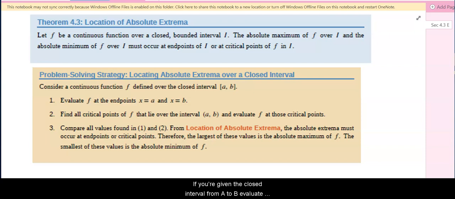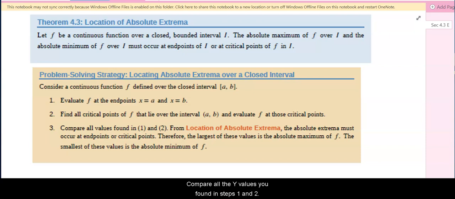First, if you're given the closed interval from a to b, evaluate the function at x equals a and x equals b. Then take the derivative of the function to find the critical points of the function where the derivative is equal to 0. Then consider the critical points where the derivative is not defined. It is possible that neither of these cases exist. Once you've located the critical points, plug those values into the function and find their y values.